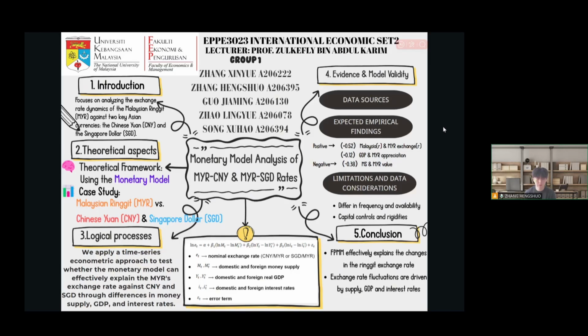By comparing these three countries, we aim to better understand the similarities and differences in their bilateral exchange rate mechanisms. This approach helps us gain a clear picture of how macroeconomic factors shape exchange rate dynamics in the region. Ultimately, the goal of this study is to test whether the monetary model can effectively explain the actual exchange rate trends of the Malaysian ringgit and to uncover the underlying macroeconomic logic behind these changes. That's all from my part.